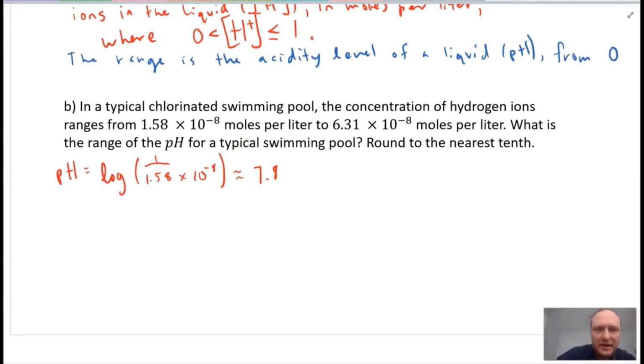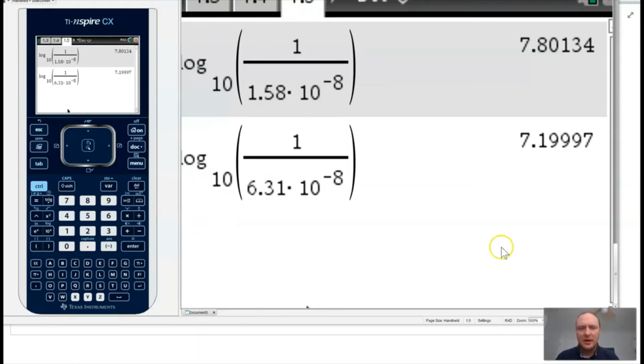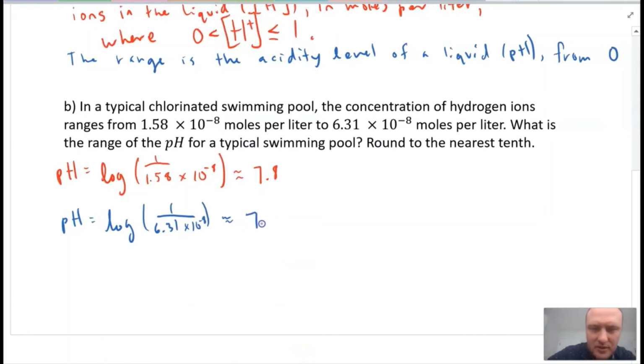Now I need to find the pH of the other endpoint. So log of 1 over 6.31 times 10 to the negative 8th power. This will be approximately 7.2 after we plug that into our calculator. If you're having trouble getting these values, a couple of things. One, make sure you're using the common log. And secondly, if you're putting in 1 divided by these values, make sure your denominator is in parentheses. You have to parenthesize your denominator if you're using a TI-30, a regular calculator like my classroom calculators. So this is 7.2.